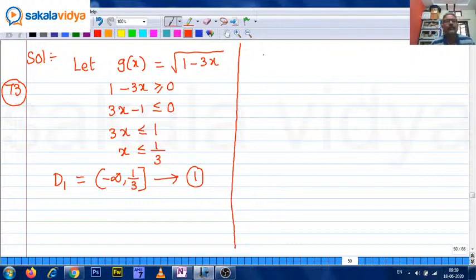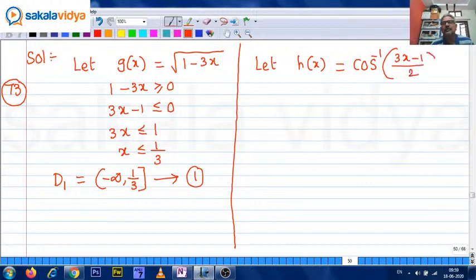Next, let h of x equal cos inverse of (3x minus 1) upon 2. To define the cos inverse function, 3x minus 1 by 2 must be in between minus 1 comma 1.